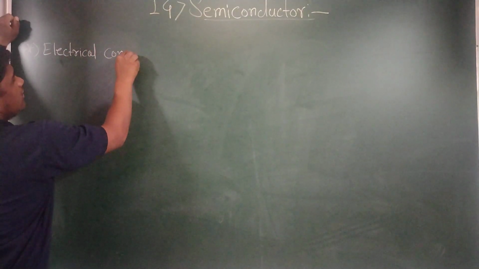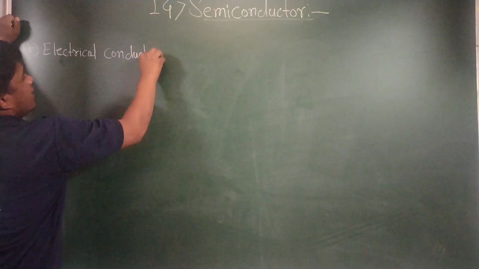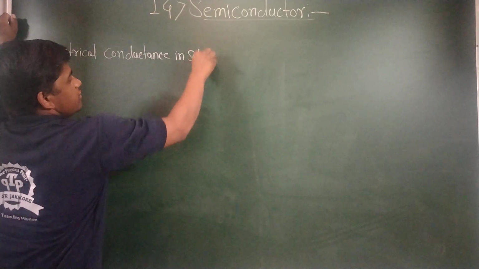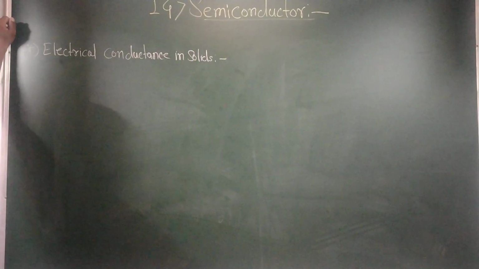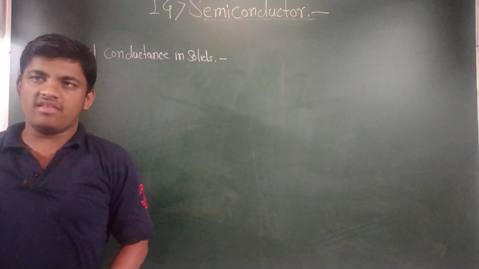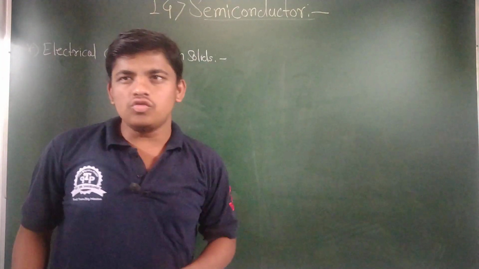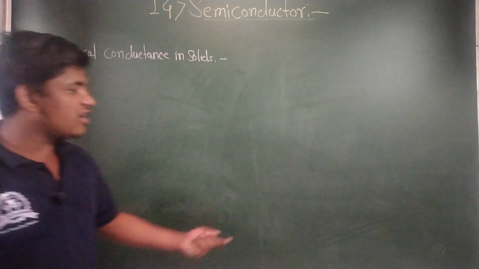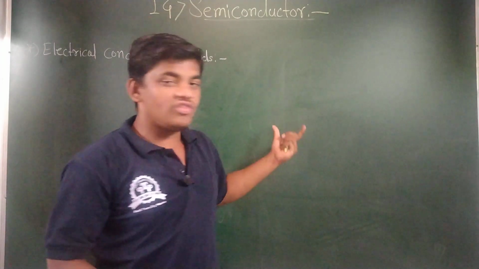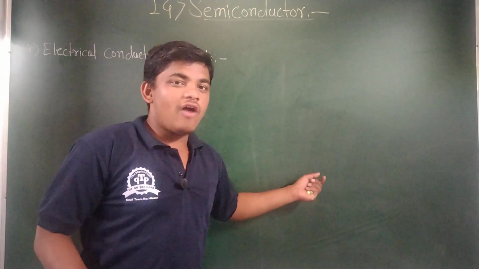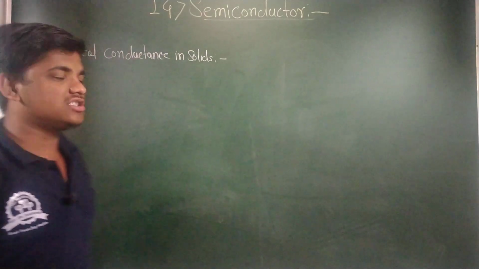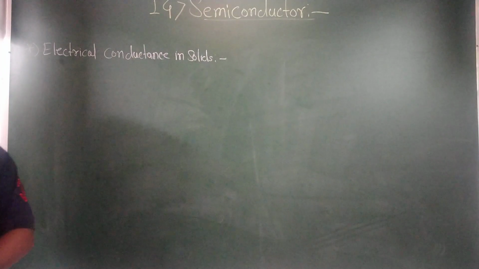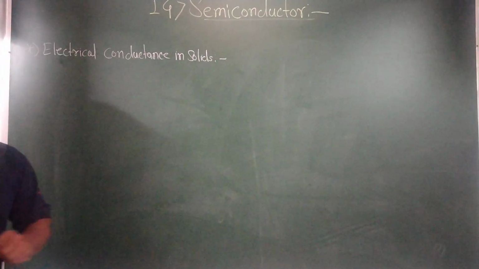Electrical conductance in solids. Electrical conductance takes place in a solid due to the transfer of charges. In the previous lectures, we discussed that when the temperature is increased, negative charges travel from the valence band to the conduction band. This is conduction, or electrical conductance, in a solid. It takes place by the transfer of electrical charges.